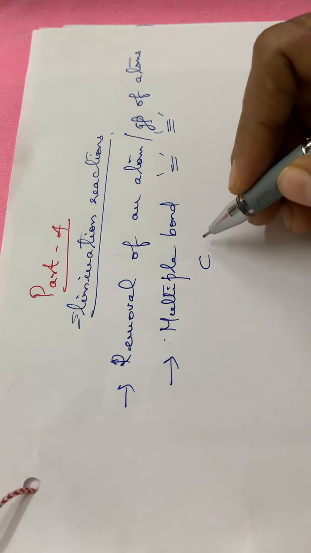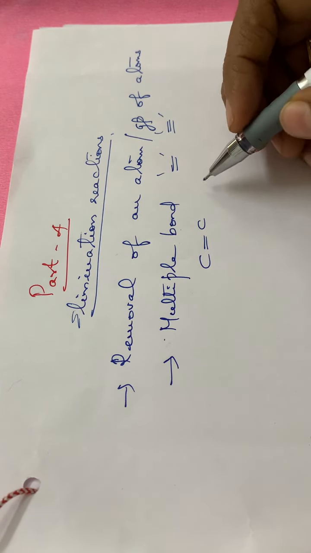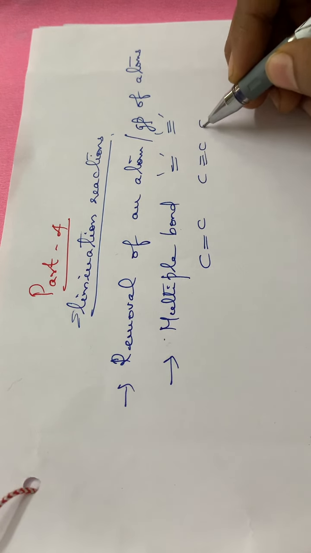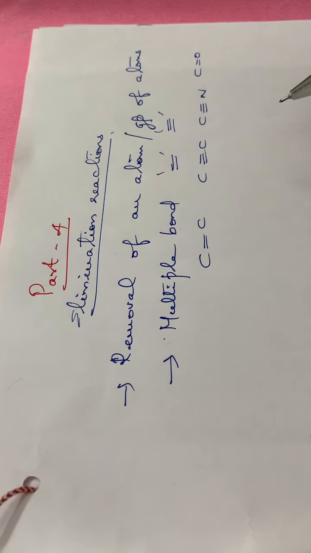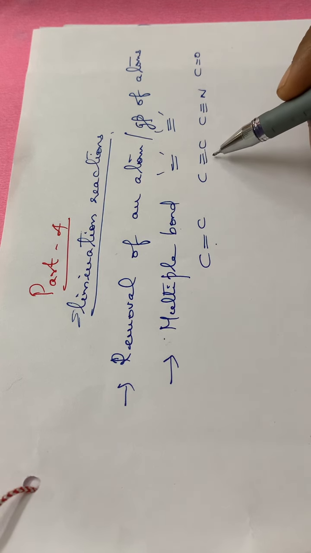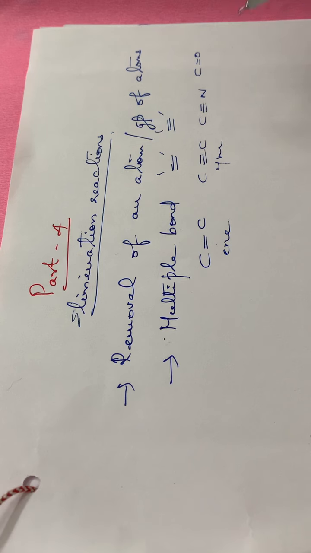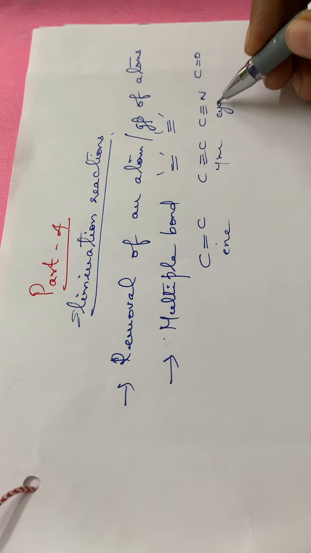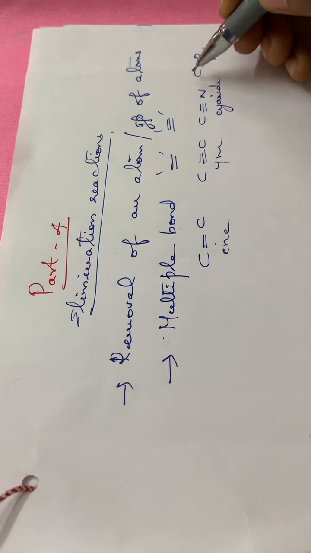For example, C double bond C will be formed, then C triple bond C, then C triple bond N, or C double bond O. These types of bonds will be formed during an elimination reaction. These are all examples of multiple bonds. This is an alkene, this is an alkyne, and this is a cyanide group. This is a carbonyl group or keto group.